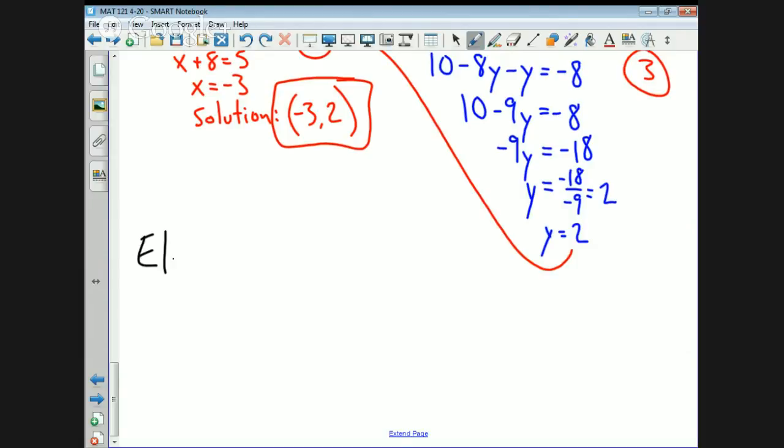Elimination method. Let's go ahead and see an example of elimination. So with elimination, just going through the steps here, make sure you use all their steps. We're going to choose a variable to eliminate.